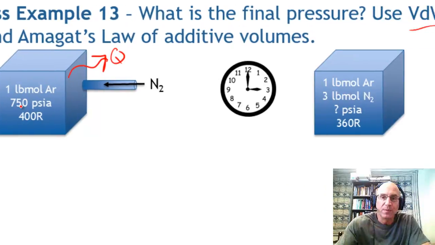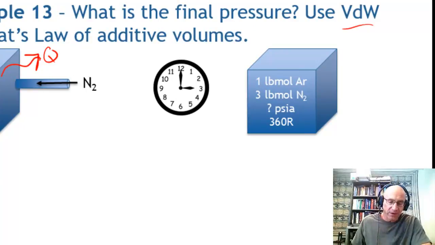We had removed some energy from it, and so at the final state we had the same rigid tank, but now with 1 pound mole of argon and 3 pound moles of nitrogen in there, and the temperature dropped down to 360 degrees Rankine. The problem wants us to find the final pressure in the tank, and that's what we're trying to find. So what we're going to do is use the van der Waals equation of state, and then use Amagat's law of additive volumes.